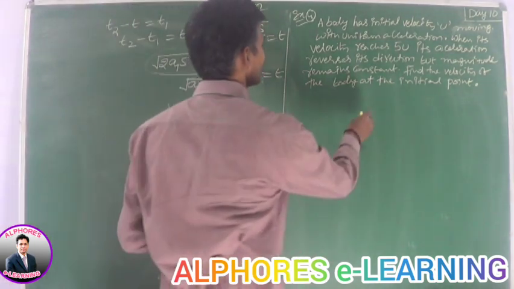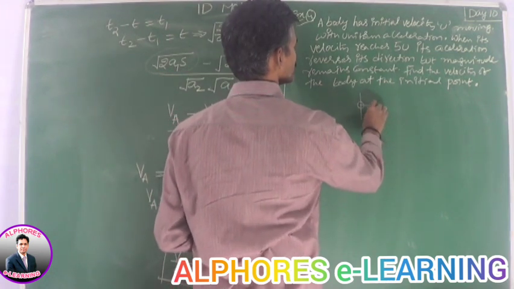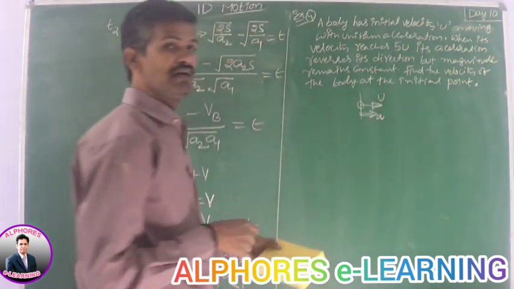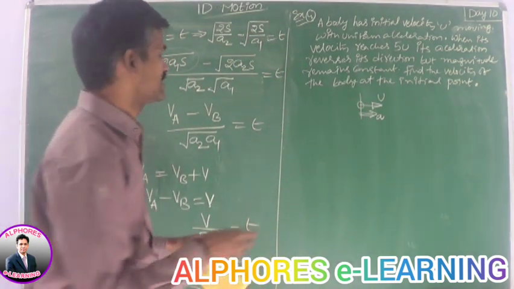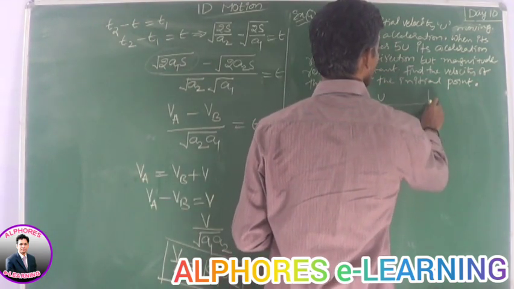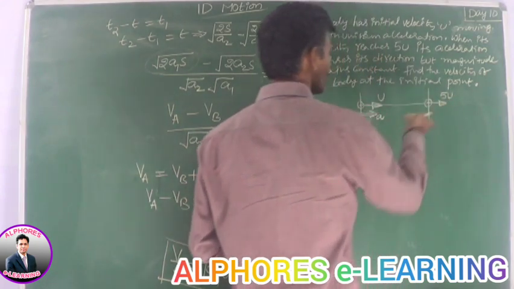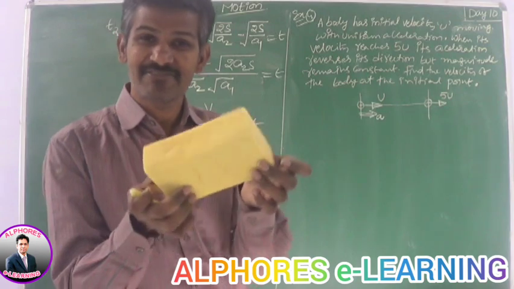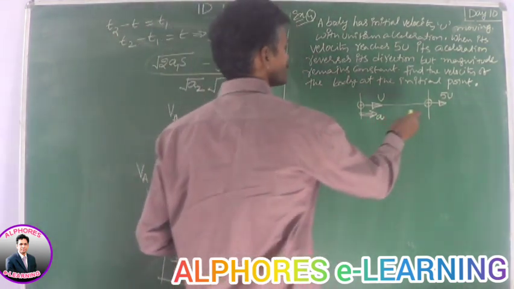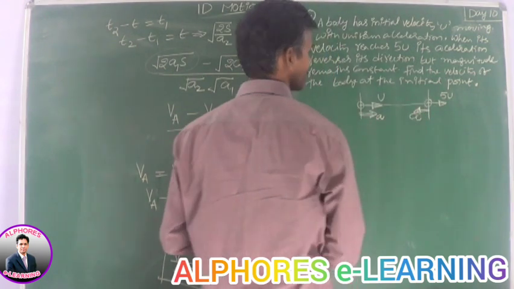So first I am considering, suppose this is the body, it starts with initial velocity u and some acceleration a. From here it travels some distance where its velocity is 5u. From here onwards, acceleration gets reversed in its direction, but magnitude remains the same. So from here onwards, acceleration acts in this direction, that is a.